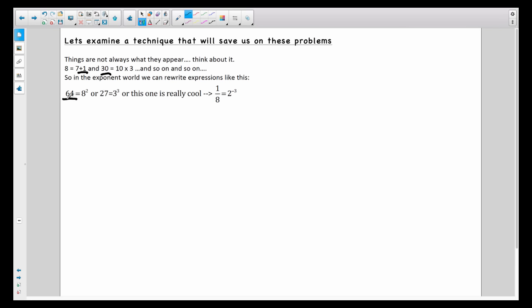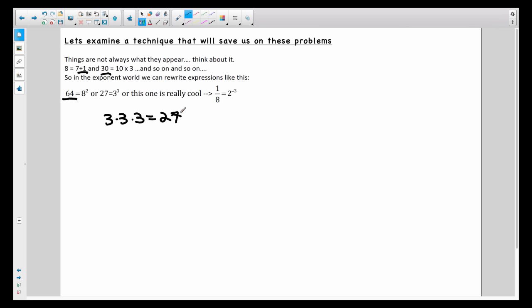We take a 64 and say, oh, I got you. You're 8 squared, right? That brings us into the exponent world. 27 is 3 to the 3rd power, believe it or not. 3 times 3 times 3. It's 27.